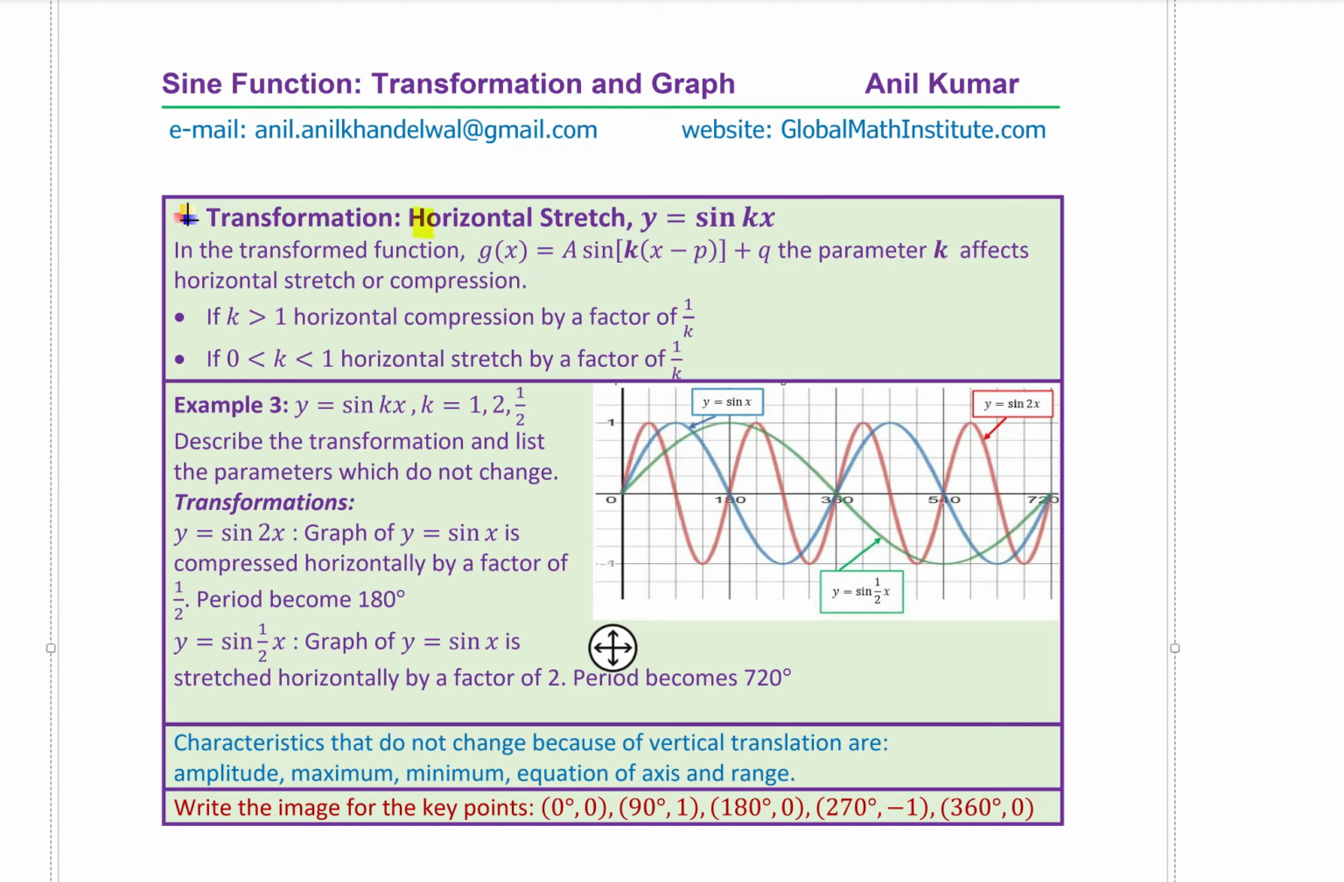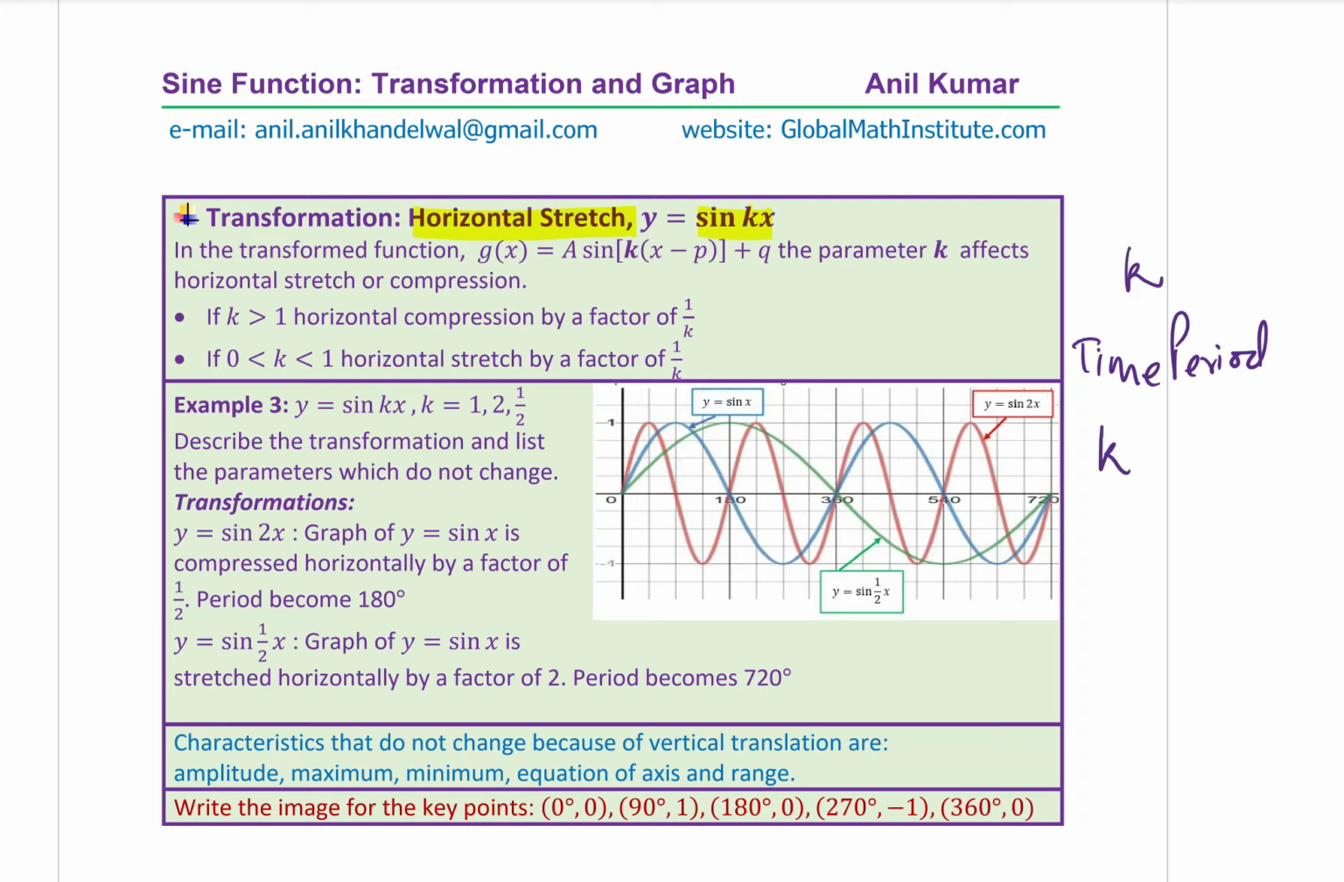Now, let's look into the horizontal stretch. In sine kx, the factor k provides us with the horizontal stretch or compression. It is also responsible for the time period. The relation is that k equals 360 degrees over the time period, or when you're working in radians, it could be written as 2 pi by the time period p. So k directly affects the time period, so both are related.